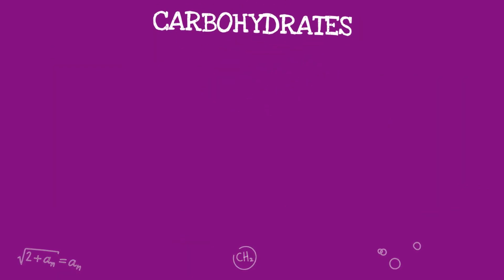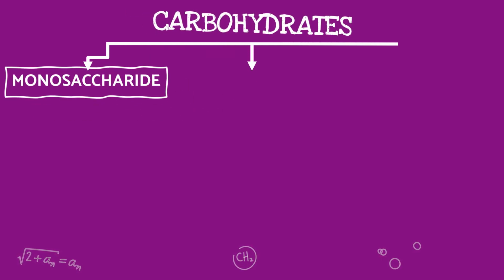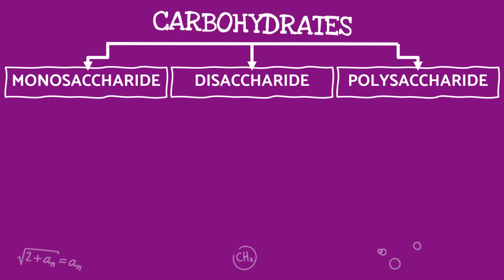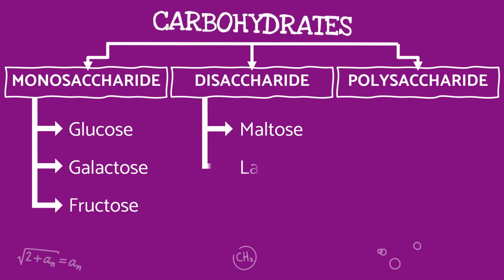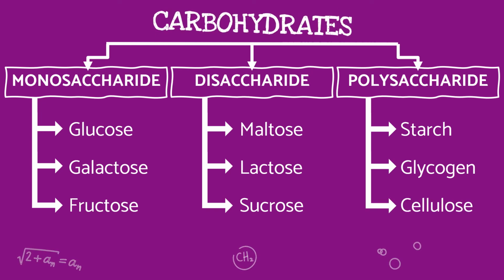So just remember that carbohydrates are divided into three: monosaccharide, disaccharide, and polysaccharide. Monosaccharide can be glucose, galactose, or fructose. Disaccharide can be maltose, lactose, or sucrose. Polysaccharide can be starch, glycogen, or cellulose.